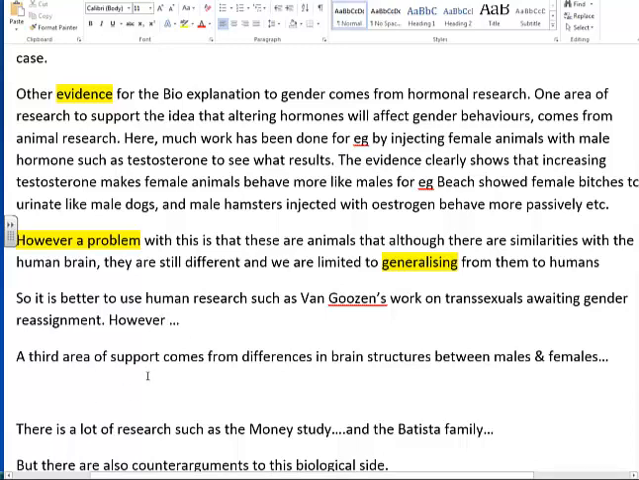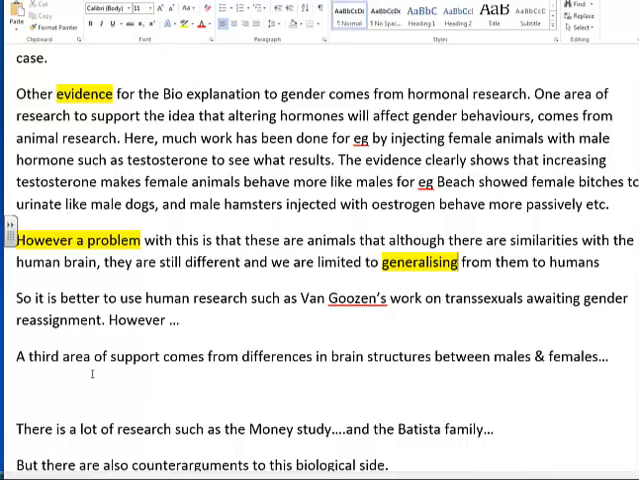Third area of support comes from differences in brain structures. I would try and slip that in if I were you. The SDN of a male is larger than the SDN of a male-to-female transsexual or a female, and those are the same size. So therefore the evidence there is suggesting that there's some physical cause already in the brain that's making somebody feel male or female.